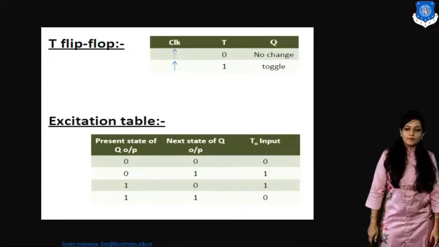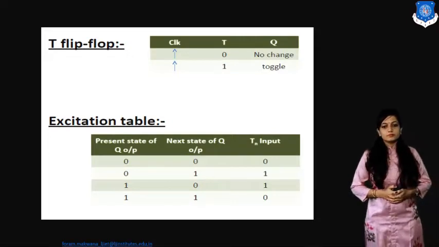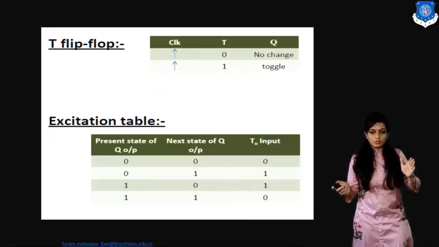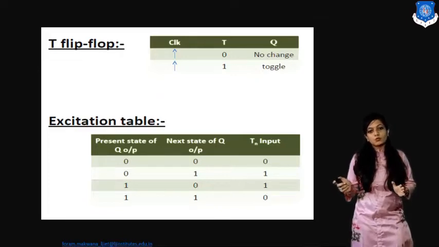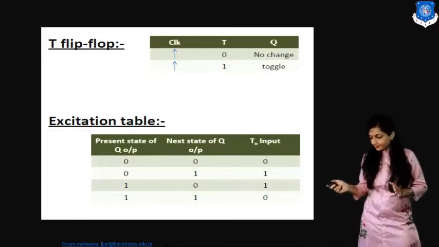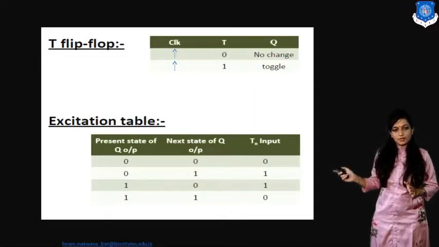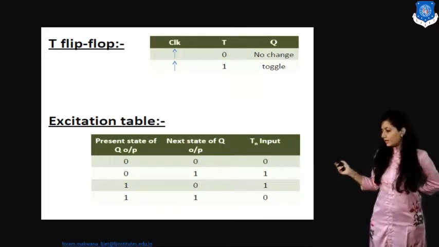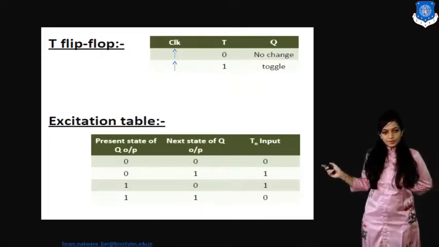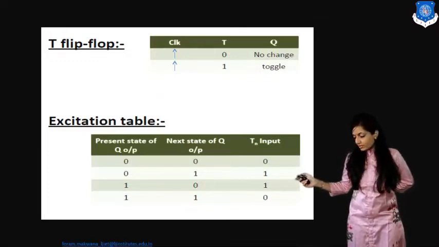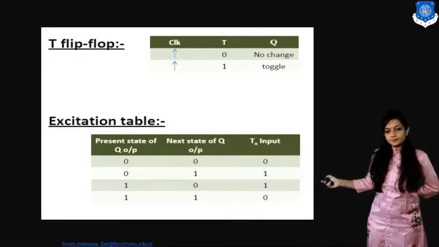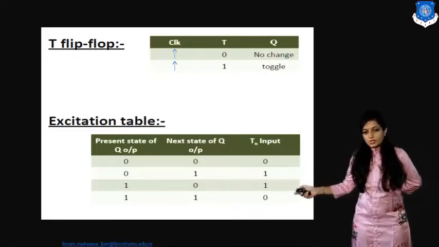For the T flip-flop, we know that if T is equal to 0, there is no change. If T is equal to 1, the output will toggle. In the excitation table for the present state and next state, if both are equal, that means the input will be 0 because there is no change. If there is a toggle, where the output changes from 0 to 1, that means T would be 1. If there is no change, that means T would be 0.